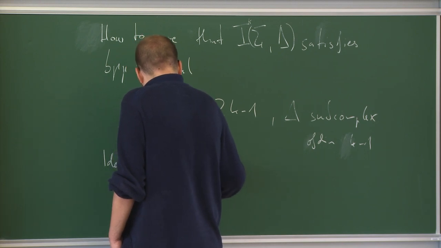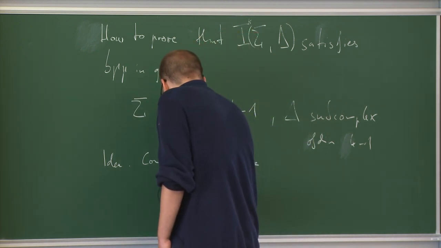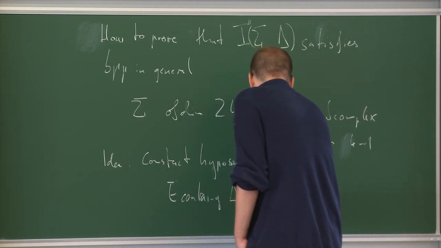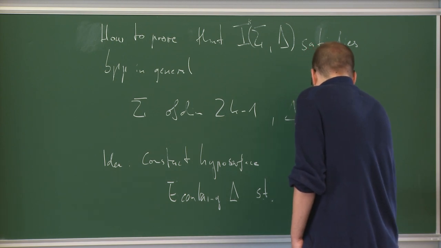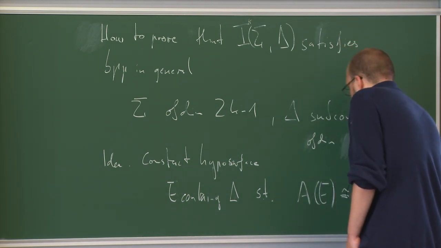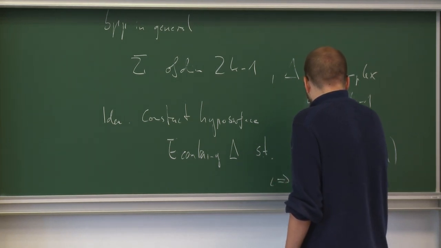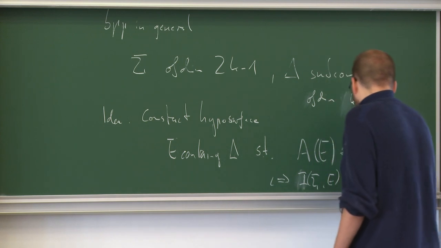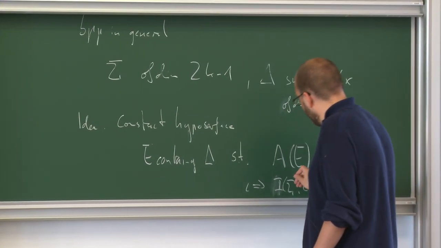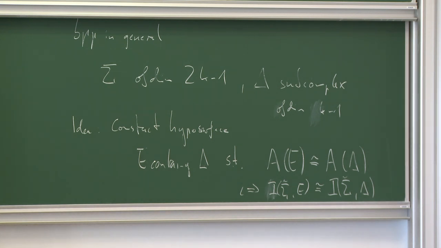So the idea now is to construct a hypersurface E containing delta such that A of E is isomorphic to A of delta, and in particular that I sigma E is isomorphic to I sigma delta. And we will cheat a little. We will not achieve this in sigma itself, but we will achieve this in a subdivision of sigma. But we will see that this doesn't matter, that we do that in a subdivision.